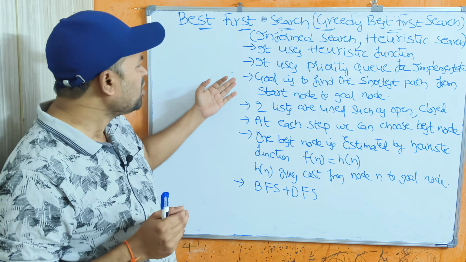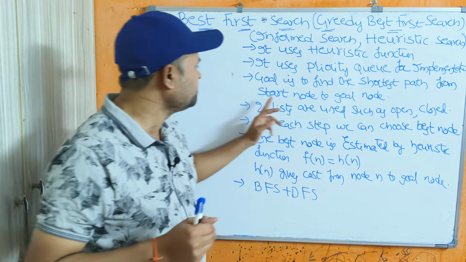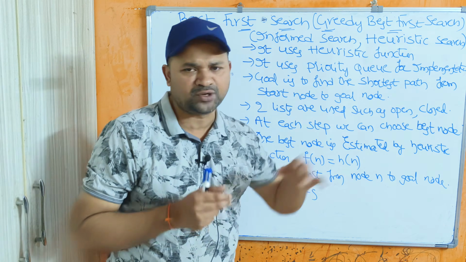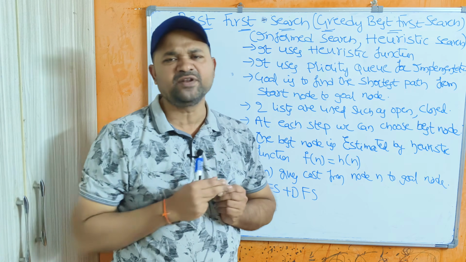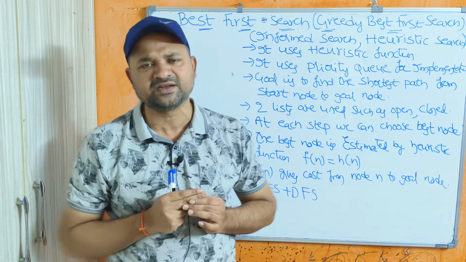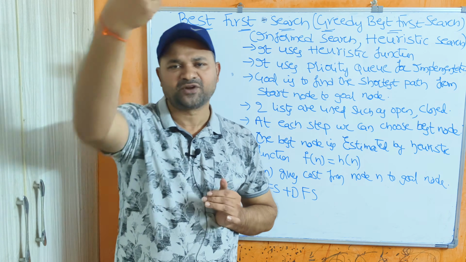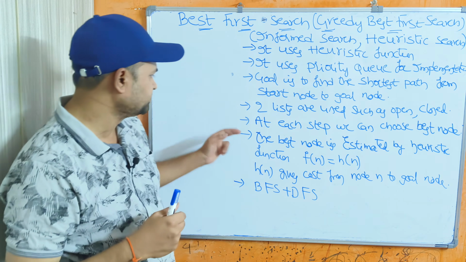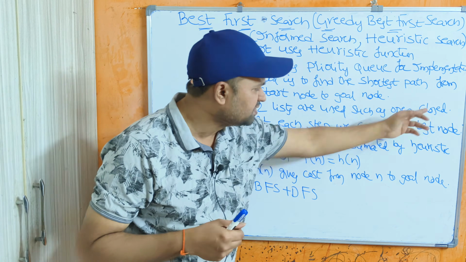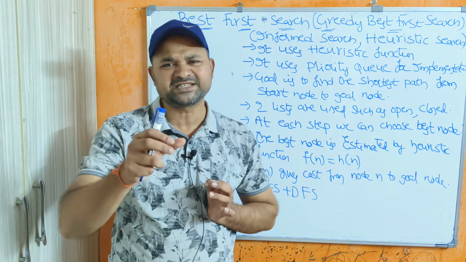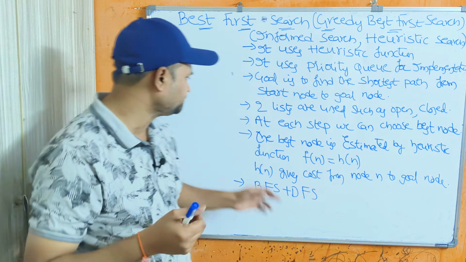Here the major goal of best first search is to find the shortest path from the starting node to the goal node. So here a problem will be given. In the problem, the starting node will be given as well as the goal node. Our aim is to find the shortest path from the starting node to the goal node. Next, two lists are used, open and closed. We will discuss what is open and what is closed later with the help of an algorithm and example.